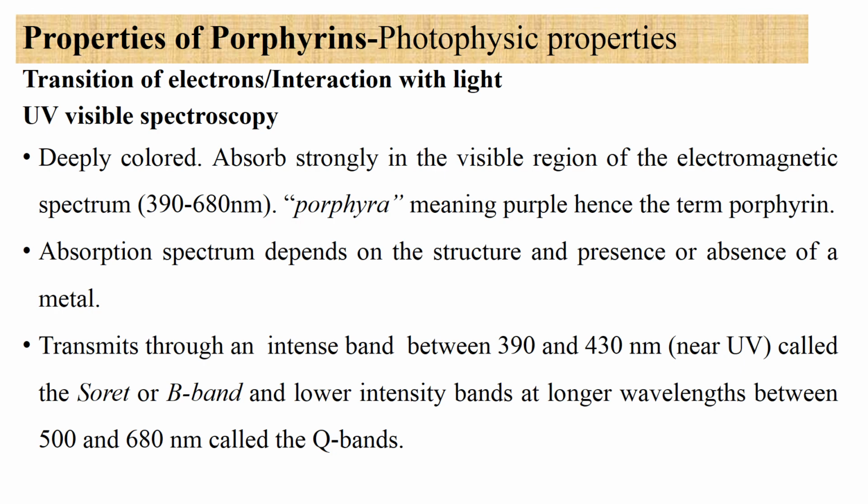The absorption spectrum of the porphyrins depends on the structure and presence or absence of a metal. The porphyrins transmit through an intense band between 390 and 430 nanometers, that is near ultraviolet. This is called the Soret or B band. They also transmit through a lower intensity band at longer wavelengths between 500 and 680 nanometers called the Q band.